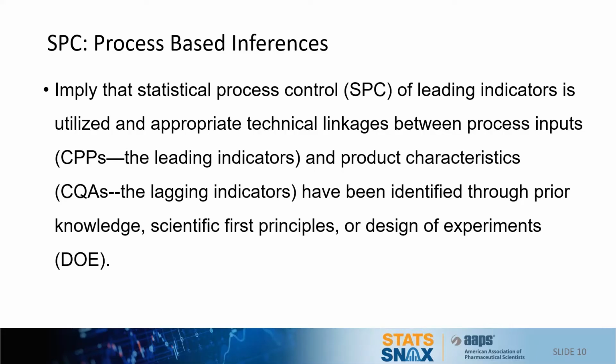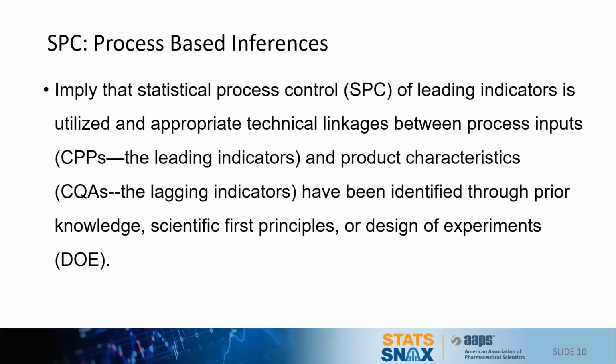SPC in respect to process-based inferences. What that means is it implies that statistical process control of leading indicators is utilized and appropriate technical linkages between process inputs, your critical process parameters, and product characteristics, your CQAs, and lagging indicators have been identified through prior knowledge, scientific first principles, or design of experiments.